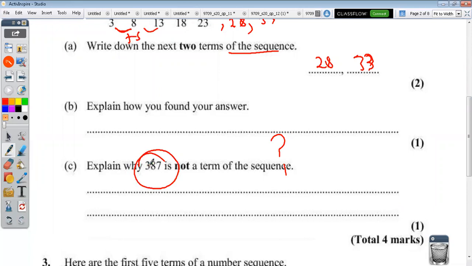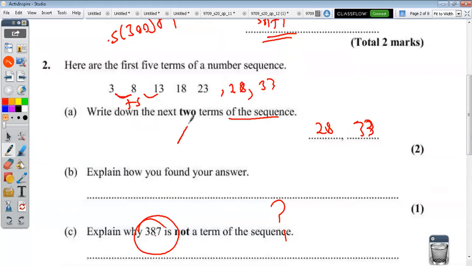Then look at this here. Explain why 385 is not a term of this sequence. Do you know what you do? You find the formula of this sequence. So let's go and find the formula of this sequence here. It's plus 5, plus 5, plus 5. We are adding 5, so it's the 5n multiplication table. Then what's the number before 3, before the first term? If you go in the other way, what's the number? -2. Yes, it's simply 3 minus 5.